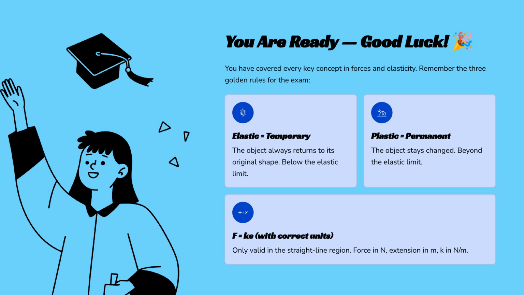Remember the golden rules. Elastic is temporary, plastic is permanent, and Hooke's law requires the correct units.